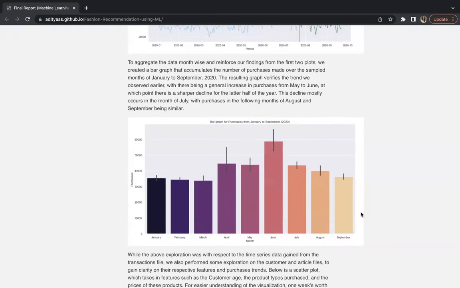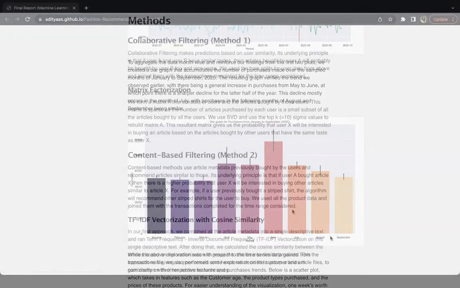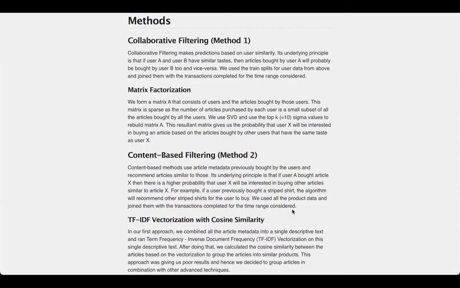Next, to aggregate the data month-wise and to reinforce our findings from the first two plots, the visualization here shows a general increase in the purchases from May to June, at which point there is a sharper decline for the latter half of the year. This decline mostly occurs in the month of July, with purchases in the following months of August and September being similar. The methods we explored in this project include collaborative filtering, content-based methods, and neural network-based methods.